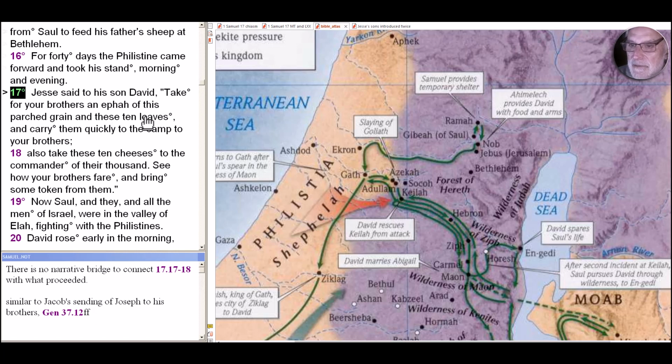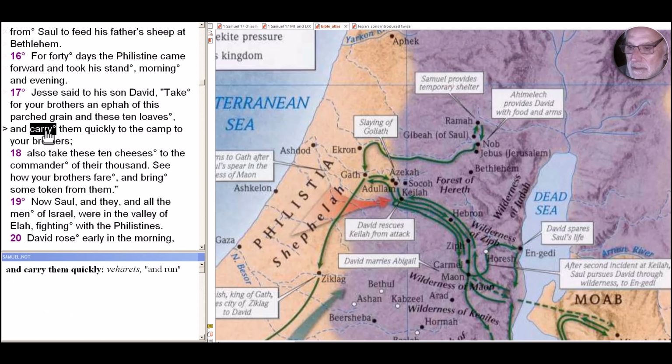So take this grain and these loaves and carry them quickly, literally, and run to the camp to your brothers. What's Jesse's hurry here? If they've been going for 40 days and 40 nights, there must be some scheme in which their food is being provided, and certainly we don't need to expect that each soldier is provided food from their own family, wherever they might be from. We don't know anything else about food or provisions here. We just got this close-up of the camera, if you will, on Jesse sending it.